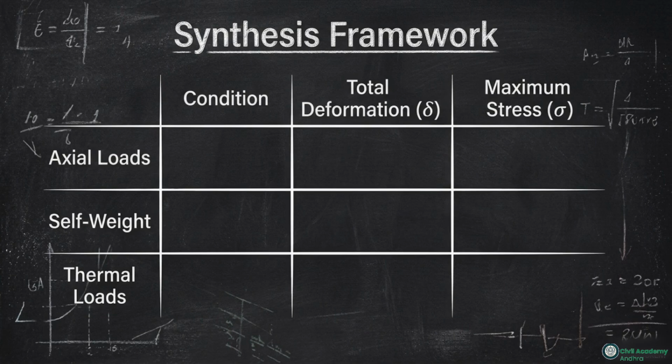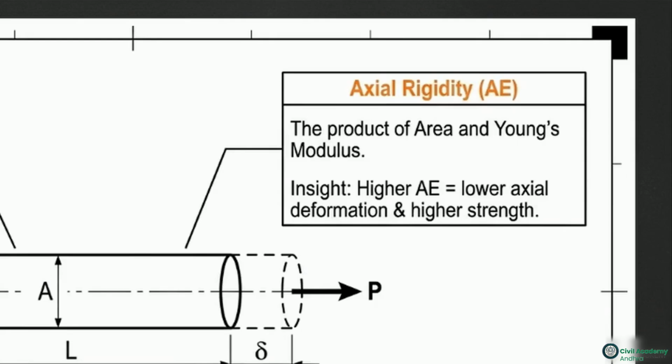By the end of this lesson, we will build this row by row to help you solve these specific types of structural problems. This diagram breaks down the core variables. Notice the top right. Axial rigidity, or AE, is the product of the cross-sectional area and Young's modulus. It represents the combined contribution of the material and its geometry. A higher AE means lower axial deformation.